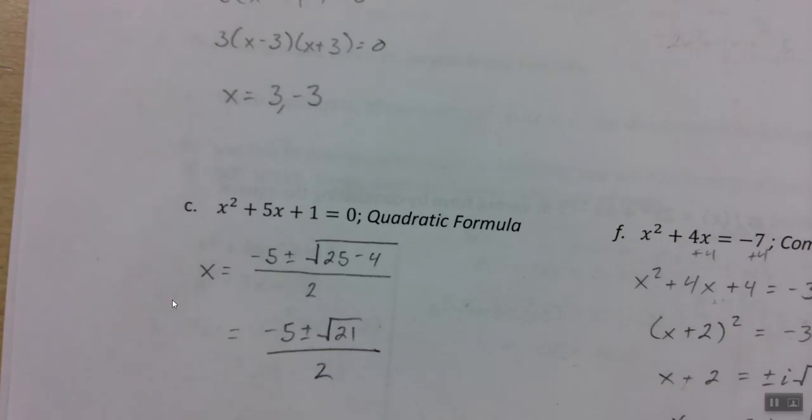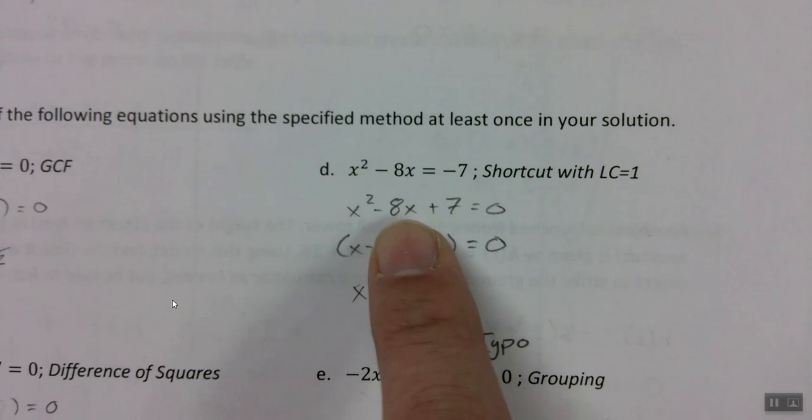Yep, notice I didn't approximate it. Don't need to. If all I'm asked to do is find the zeros, I have no interest in grabbing my calculator to get an approximation here. Cool. All right, on to delta, shortcut.